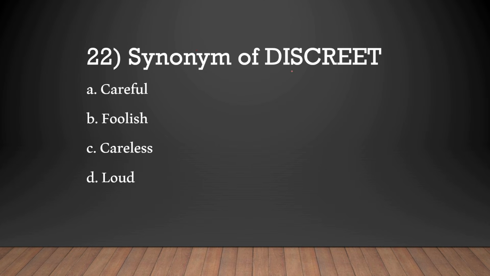Next. Synonym of discreet. So the word discreet refers to someone who is careful in speech and behavior, especially in order not to reveal secrets. Okay. So look, the word discreet means someone who is very much careful, cautious, prudent, tactful, attentive, or you can say aware. So look at the option. Option A. Careful. So careful is the synonymous of discreet.